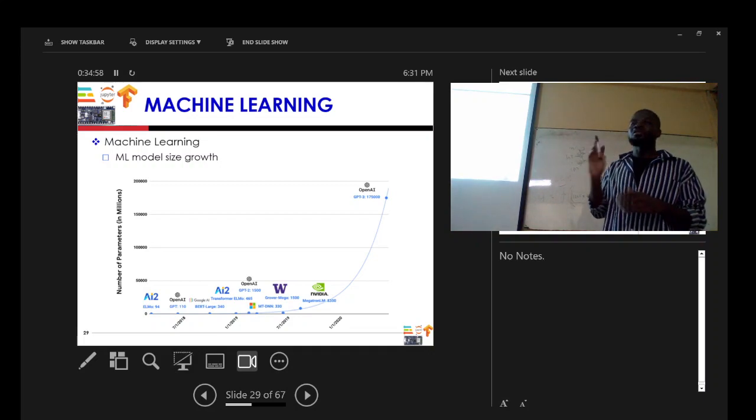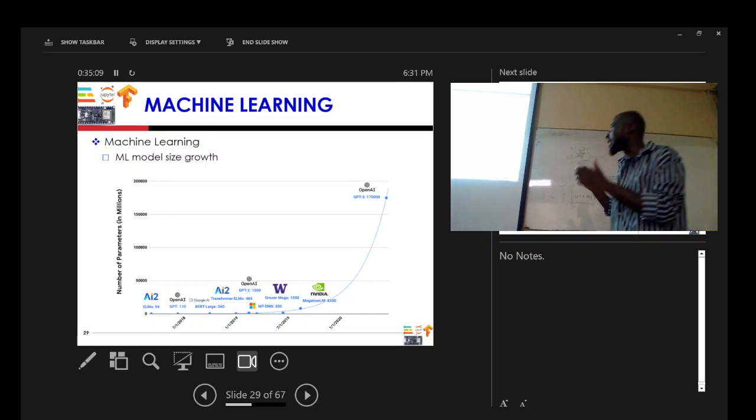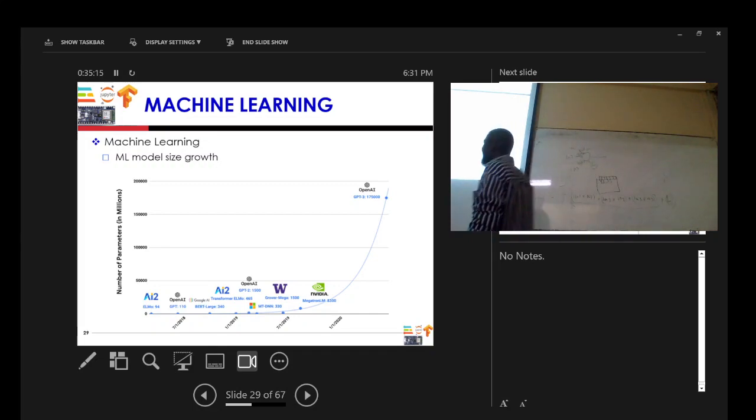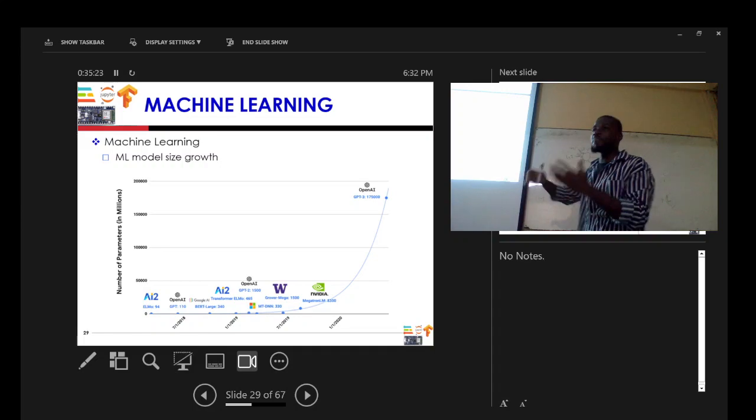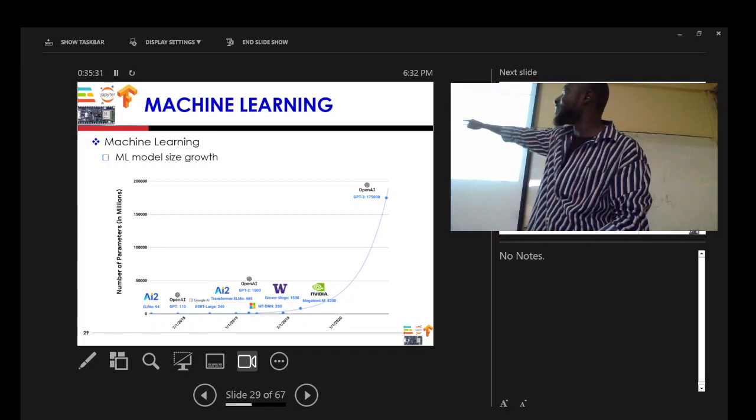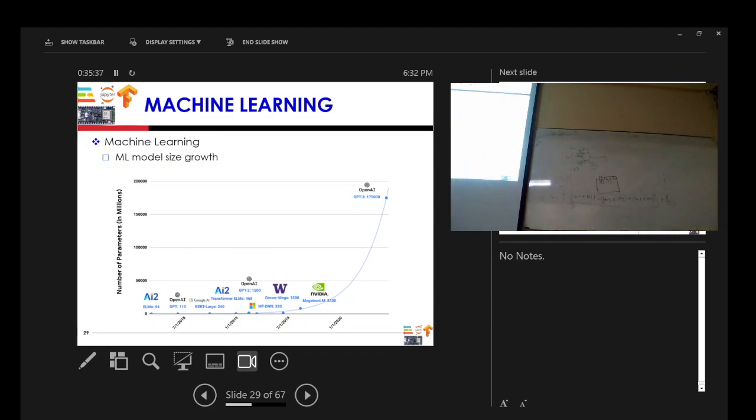But there's an issue. To make your algorithm as accurate as possible, you need to enlarge your parameters. You need a lot of parameters to make your model very accurate. The first ChatGPT came in around 2018 or something like that. On the y-axis is the number of parameters. As I said, the weights and the biases are the parameters. How many parameters were there? You see that the number of parameters is in millions.